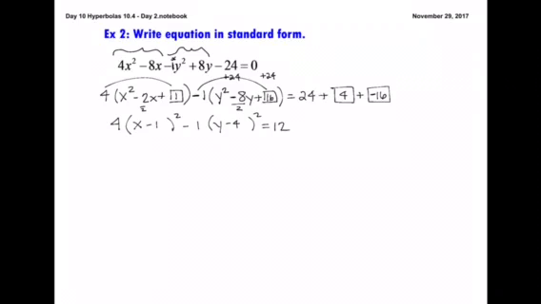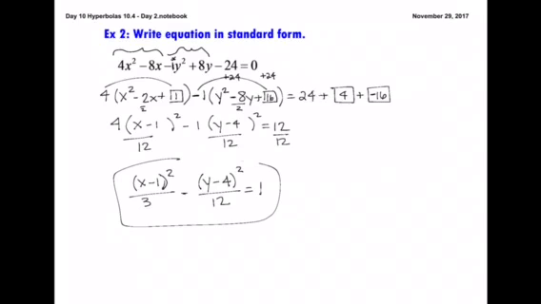So in order to get that equal to 1, we want to divide everything by 12. 4 over 12 reduces to 1 over 3. x minus 1 squared over 3. Subtraction sign because it's a hyperbola. We don't need to reduce anything in that ratio. Equals 1, and we just wrote the standard form of our hyperbola.